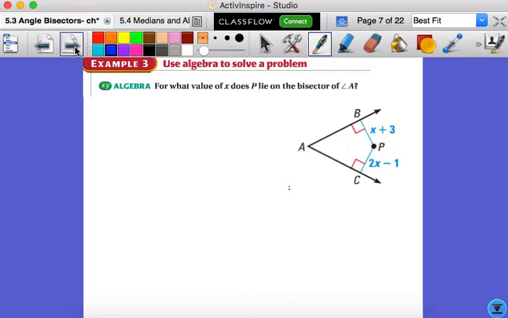For the next question, for what value of x is P on the bisector of angle A? We're assuming that this is the angle bisector here, which means that x plus 3 should equal 2x minus 1. If we solve for that x value, we end up with a value of 4.